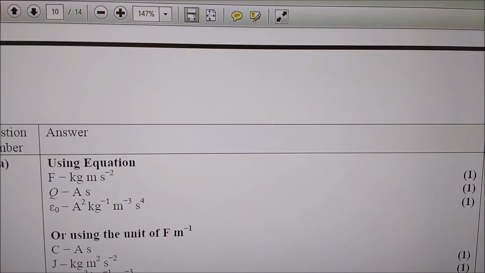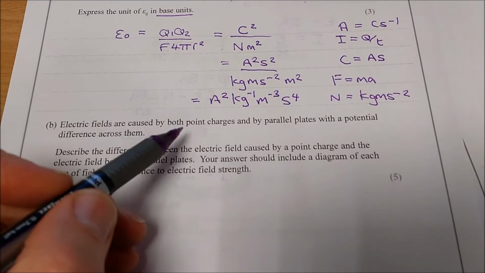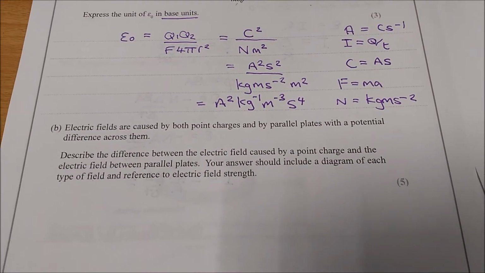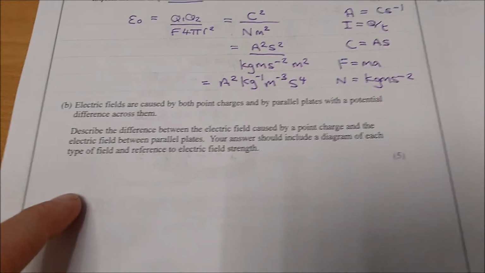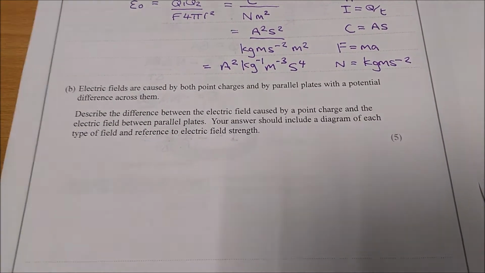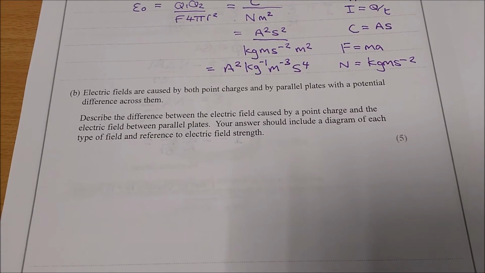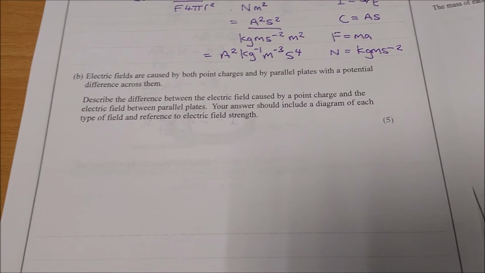correct answer. So we've got a question: electric fields are caused both by point charges and by parallel plates with a potential difference of voltage across them. Describe the difference between the electric field caused by a point charge and the electric field between the parallel plates. Your answer should include a diagram of each type of field and a reference to electric field strength.